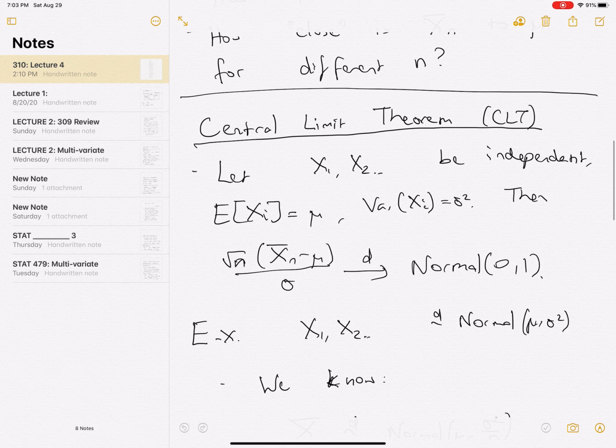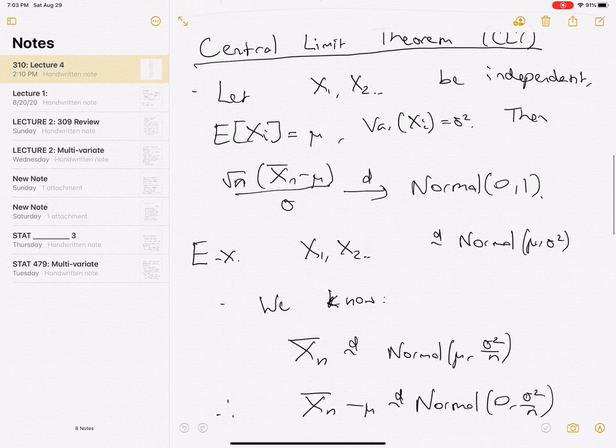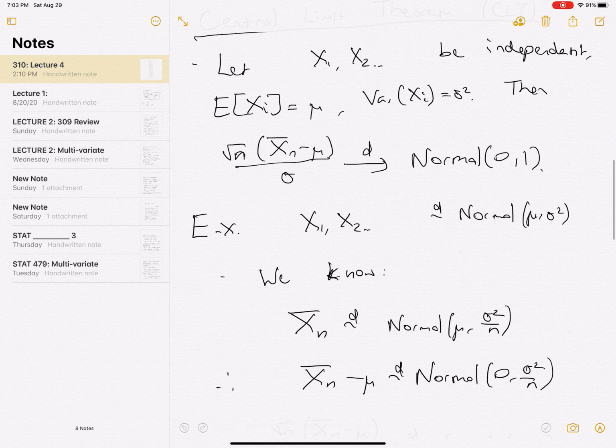For the central limit theorem, we have X1, X2, and so on, independent. Once again, the expectation of Xi is mu and the variance of Xi is sigma squared. The central limit theorem asserts that if you multiply by square root of n, and then subtract mu from X bar n and renormalize by sigma, you converge to a standard normal. This is a pretty surprising and cool result, because we're making no assumptions about the distribution of Xi other than its mean and its variance.